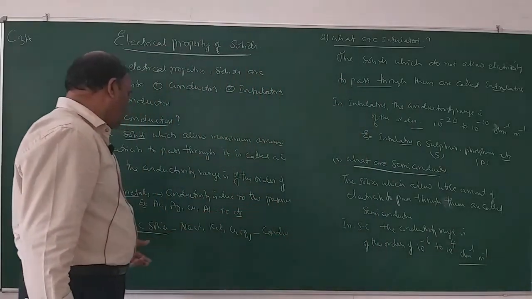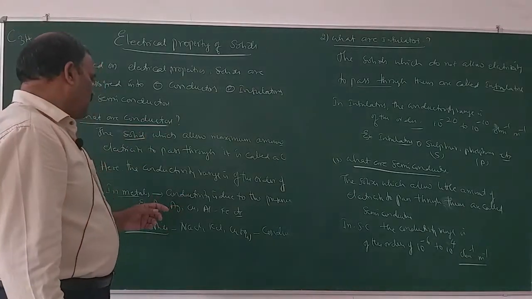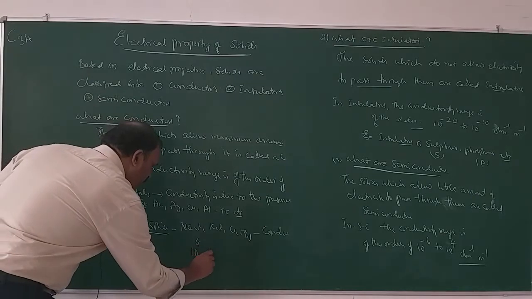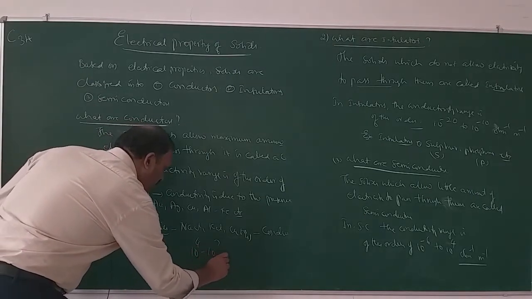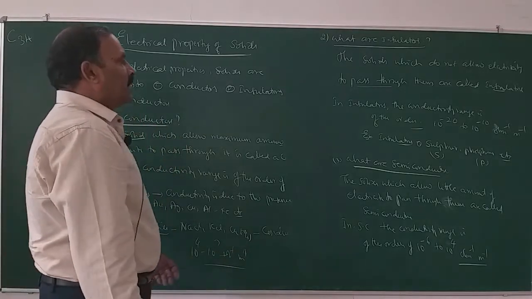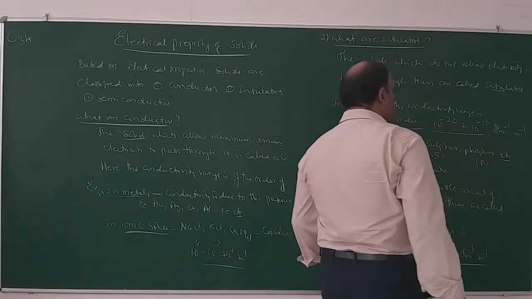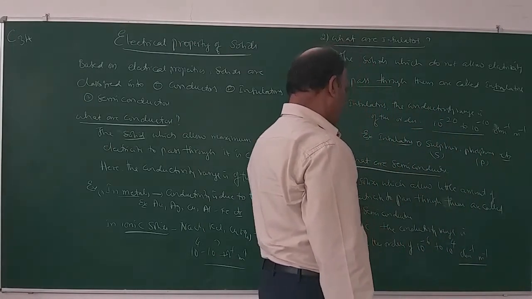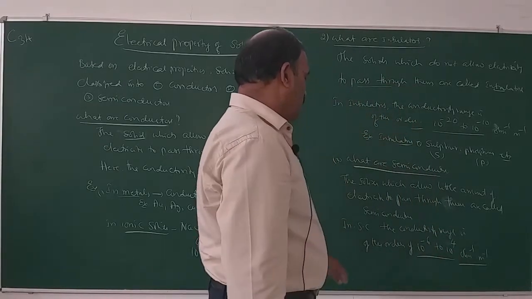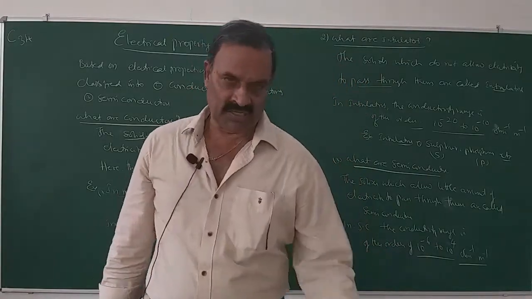So remember the conductivity range. In conductors, it is of the order of 10 to the power of 4 to 10 to the power of 7 ohm minus 1 meter minus 1. In insulators, it is 10 to the power of minus 20 to 10 to the power of minus 10. In semiconductors, it is 10 to the power of minus 6 to 10 to the power of 4 ohm minus 1 meter minus 1.